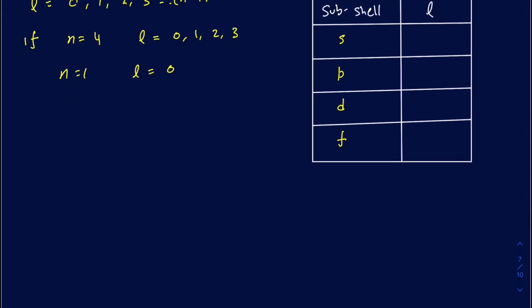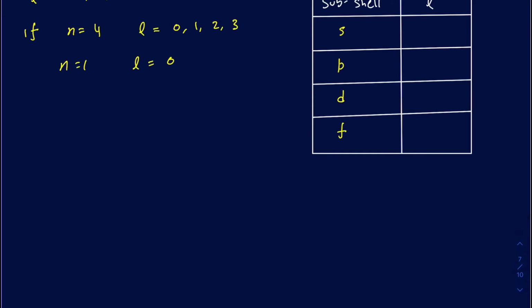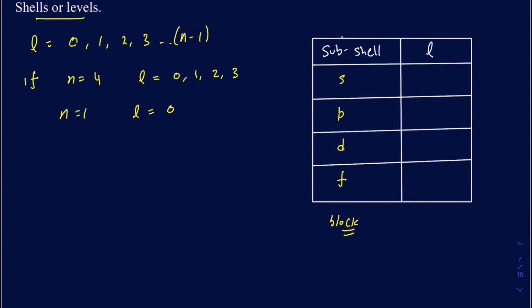And if you actually go back and look at your periodic table, see what that's really familiar to. These are actually your blocks in the periodic table. Remember, you have S block, P block, D block, and F block in the periodic table. This is where these blocks are actually coming from.